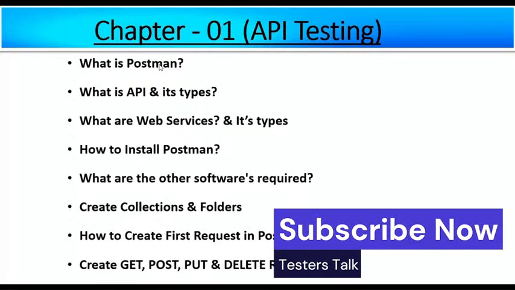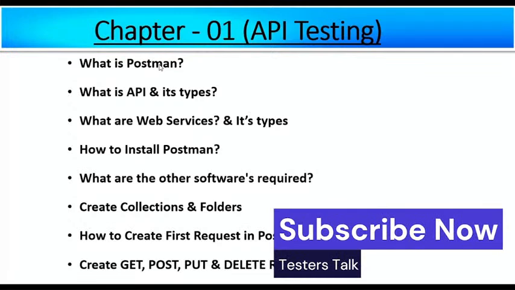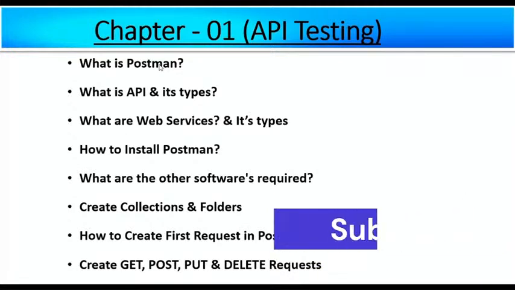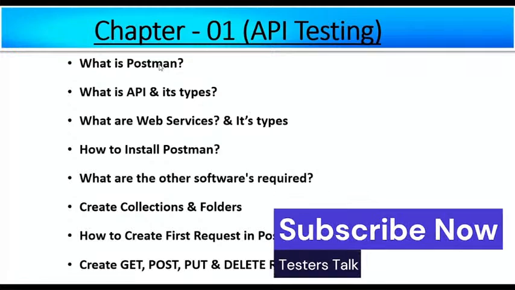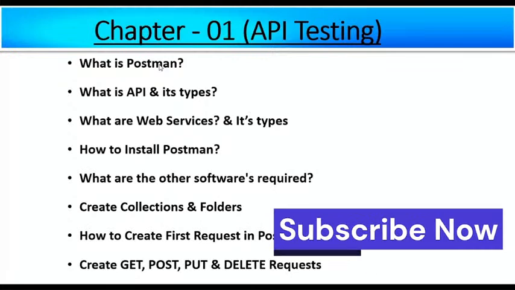So let's discuss what is Postman first. Postman is a tool which is used by developers and testers to build the API, to modify the API, and to test the API. So that's all about Postman. Now let's discuss what is API and what are the different types of API we have and how exactly this API works.